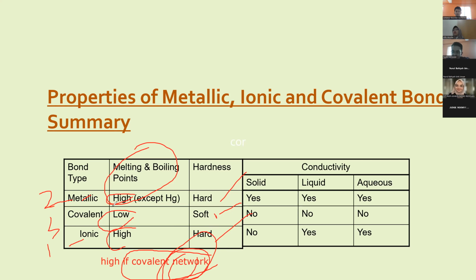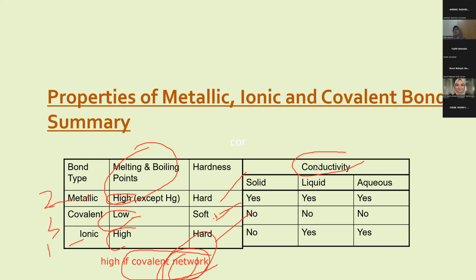Metallic is always network. Ionic is also network. But covalent has two possibilities. The atoms are either dispersed in single molecules, or they interact with each other to form a covalent network. If they are in single molecules, of course, the hardness is soft, and the melting point and boiling point are low. But if they are in a covalent network, of course, the hardness is hard.